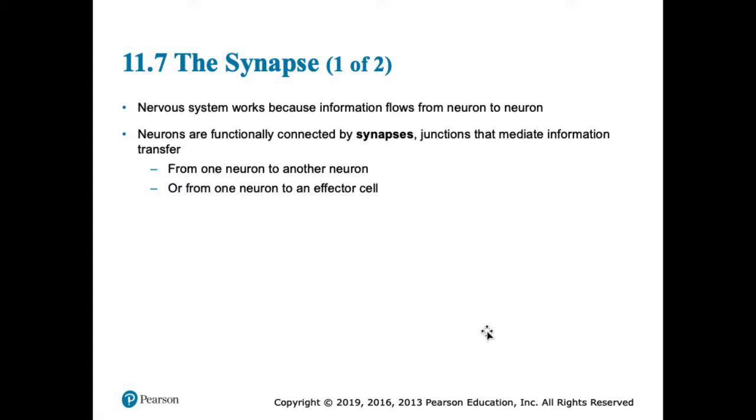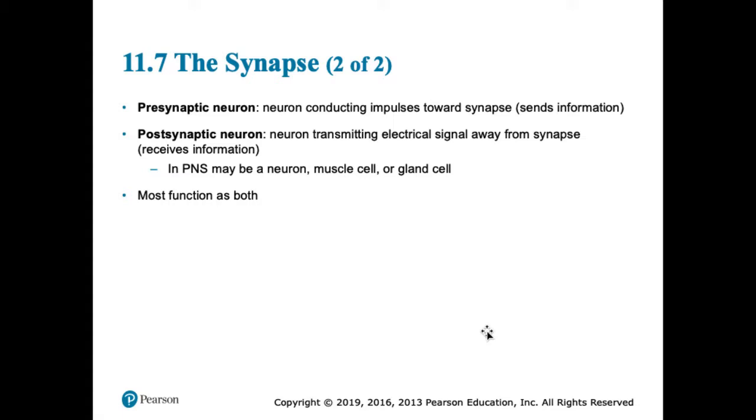Now, one part about the nervous system that's very important in nervous tissue is the synapse. The nervous system works because information can flow from neuron to neuron in a cascading fashion. So neurons are functionally connected by synapses, and these are basically junctions that mediate information transfer, from one neuron to another neuron, or from a neuron to an effector cell. So that synapse is really, really important. The presynaptic neuron is the neuron conducting impulses toward the synapse. That means it's sending the information. And then the postsynaptic neuron is the neuron transmitting electrical signals away from the synapse, meaning it's receiving the information.